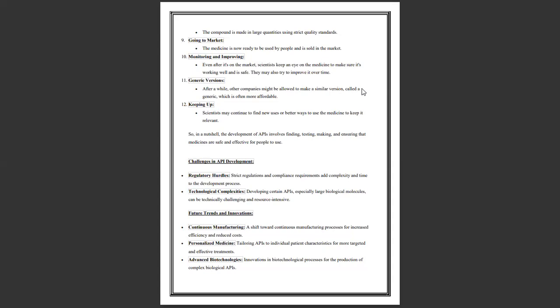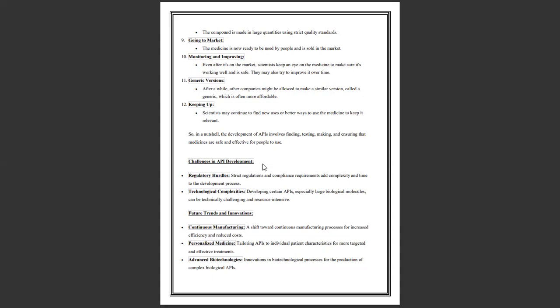Generic version. After a while, other companies might be allowed to make a similar version called a generic, which is often more affordable. Then the last one is keeping up. Scientists may continue to find new uses or better ways to use the medicine to keep it relevant. So, in a nutshell, the development of APIs involves finding, testing, making, and ensuring that the medicines are safe and effective for people to use.